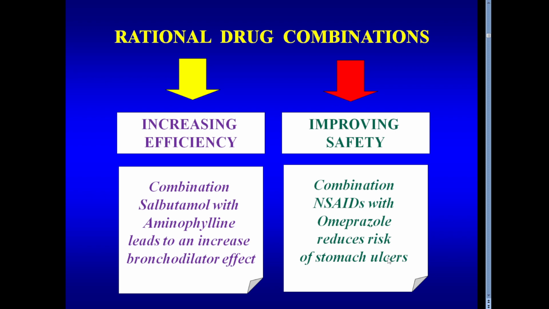Examples, please. Combination of salbutamol with aminophylline in bronchial asthma attack. If salbutamol use is not sufficient, we add aminophylline. And this combination leads to an increased bronchodilator effect. Of course, we use such a combination. This is an increase of efficacy.